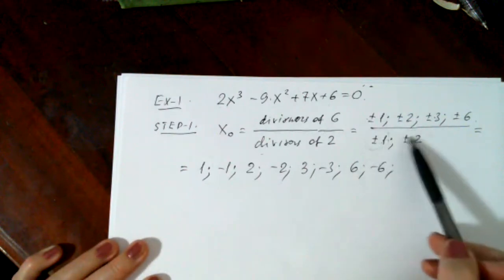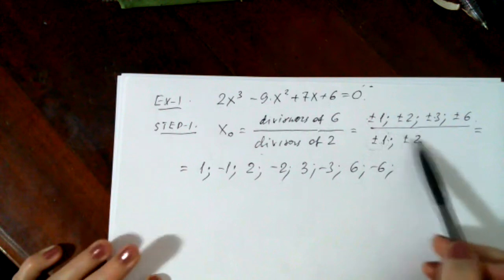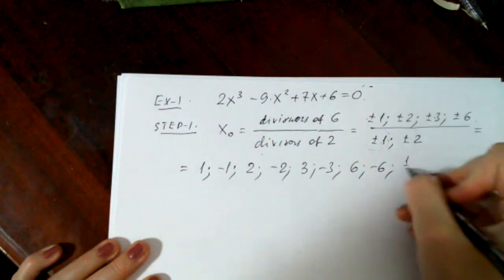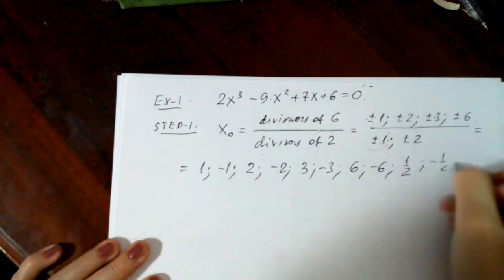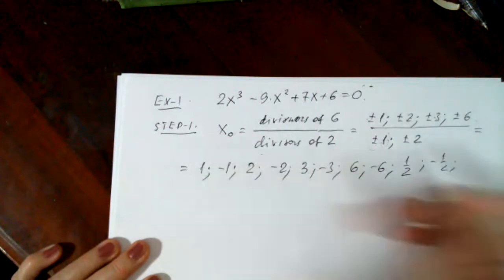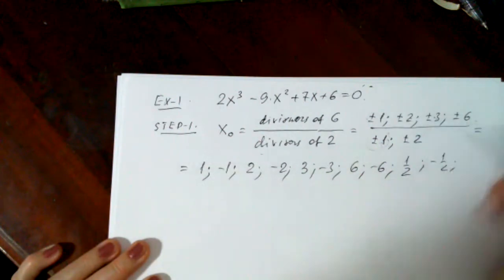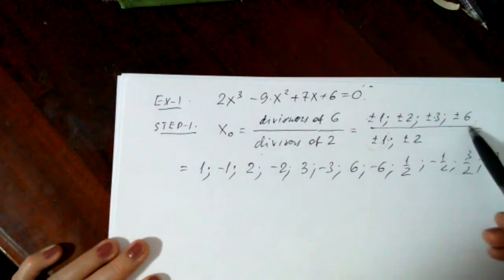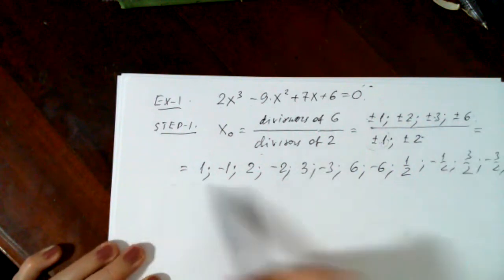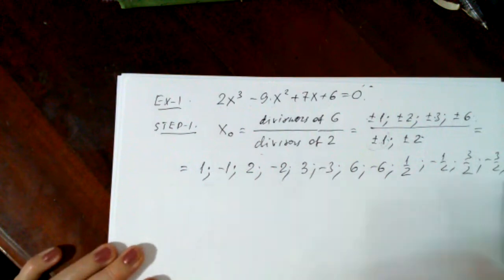Let's move to the next variant. When your denominator is equal to 2, you will have to do this procedure again. 1 divided by 2, it will be 1 half, and minus 1 half. Then 2 divided by 2 will give you 1 again, but we already wrote down 1. Then we have 3 divided by 2, and minus 3 divided by 2. And finally, the last combination is 6 divided by 2, but it will give us 3, and we already have that. So we'll start our search among these numbers.